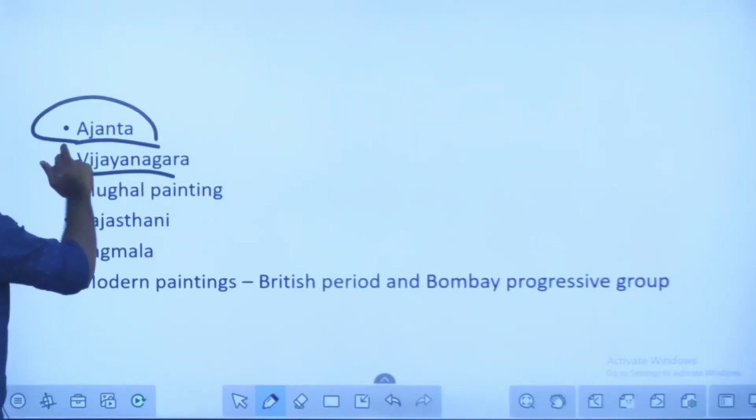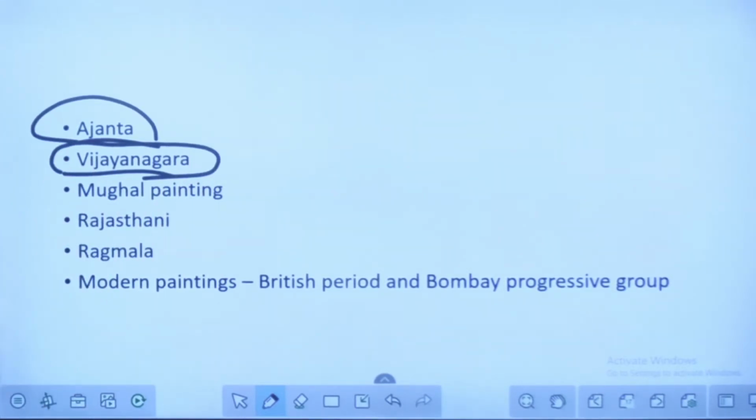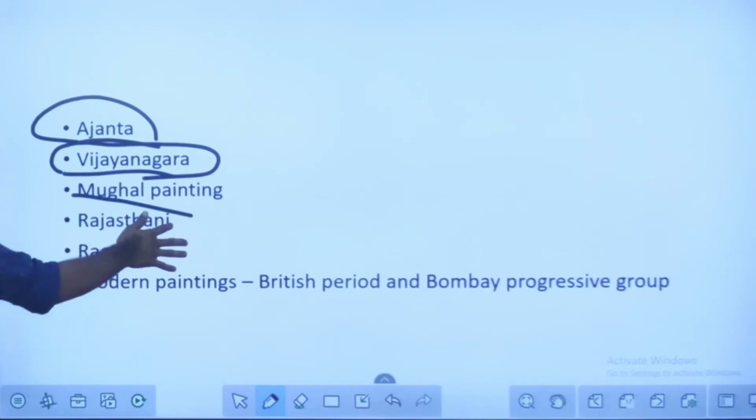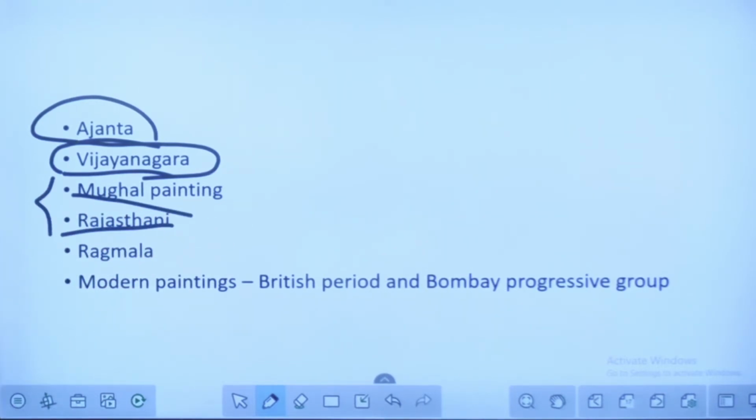Then Vijayanagara style of painting is also a good question. They have asked twice in prelims on Vijayanagara painting, so it is obviously information of interest for UPSC. So they'll obviously bring it to mains one day. Ornamentation of Vijayanagara painting. Then Mughal painting, there is a good question. Rajasthani painting, comparison between these two is a question.